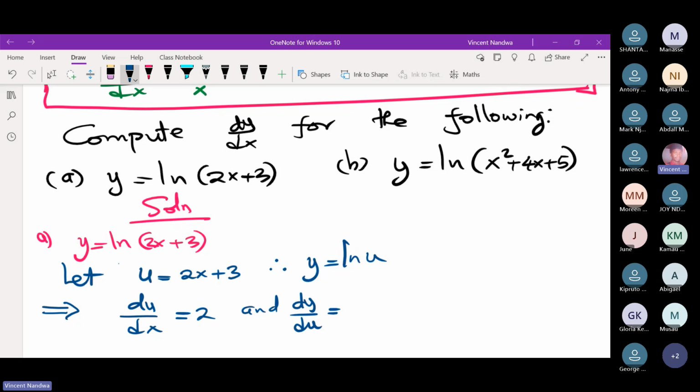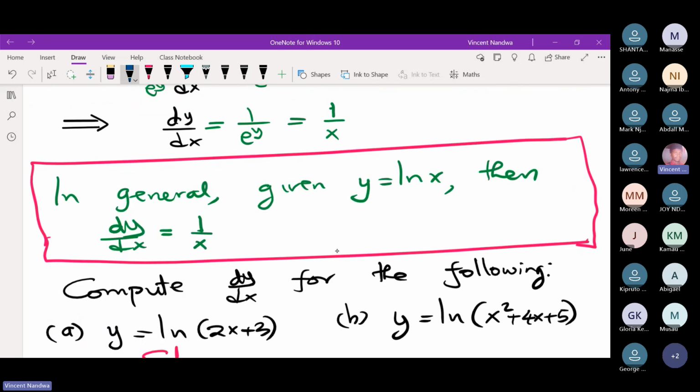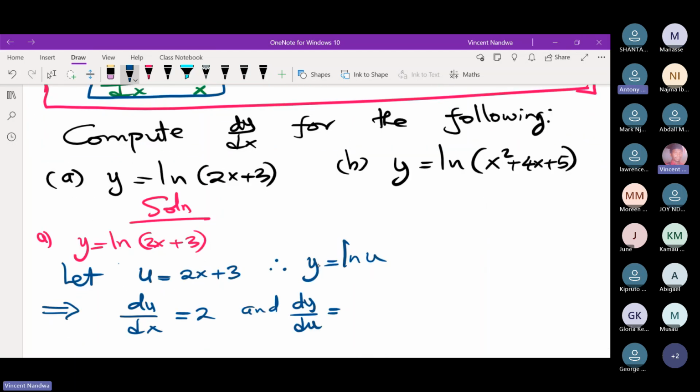Don't forget where we're coming from. We are saying that when you are given y equals ln of x, then dy dx is given by 1 over x. So if I have y as ln of u, what is dy du? 1 over u, correct. So this will be 1 over u.